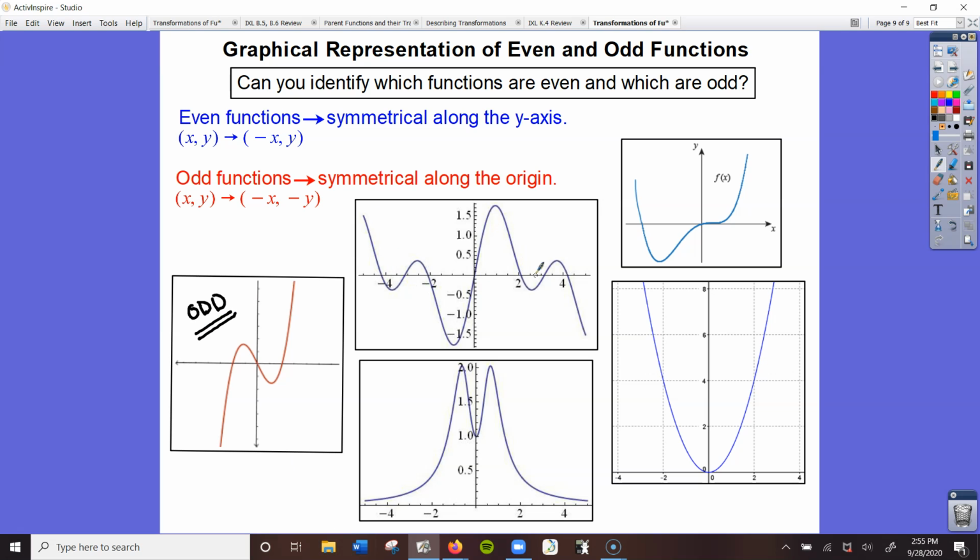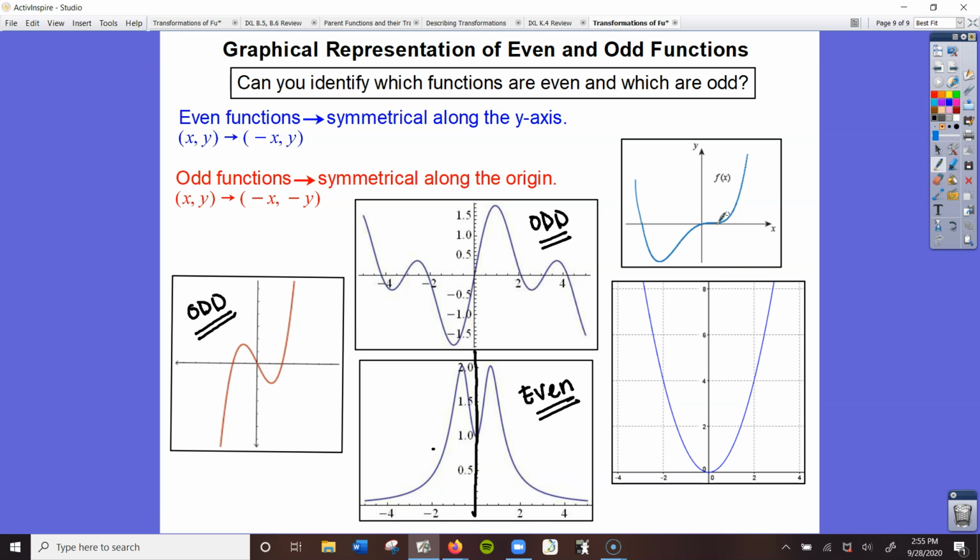This one is the same situation. If I were to turn this upside down, it would look identical, also making it odd. Here, I can tell that if I were to draw this line right down the middle, the left side is identical to the right side, meaning this is an even function because it is symmetric along the y-axis.